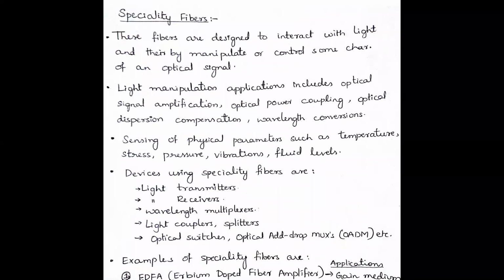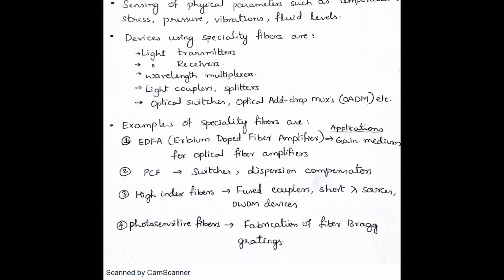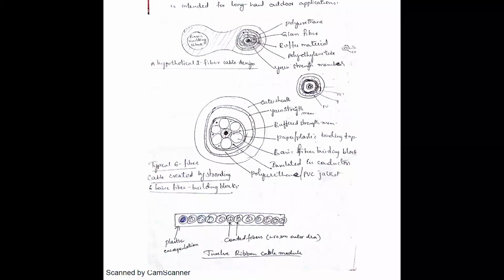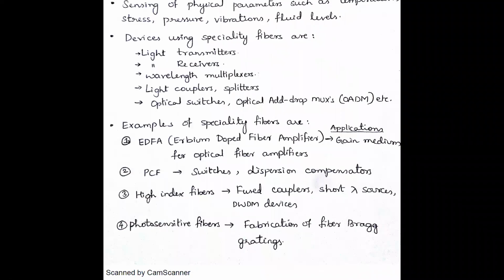So with this, we came to an end of module 1. Today, we discussed fiber optic materials and specialty fibers, that is photonic crystal fibers and band gap fibers. And we also saw the structures of PCF, that is photonic index guided microstructures, and band gap fibers. Along with that, we also saw some structures of optic fiber cables, like 2-fiber cable design, 6-fiber cable design, and 12-fiber ribbon type design modules. So I'll just pause for 2 minutes. If you have any questions, you can raise.